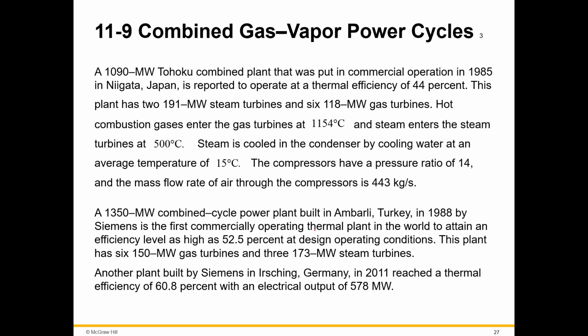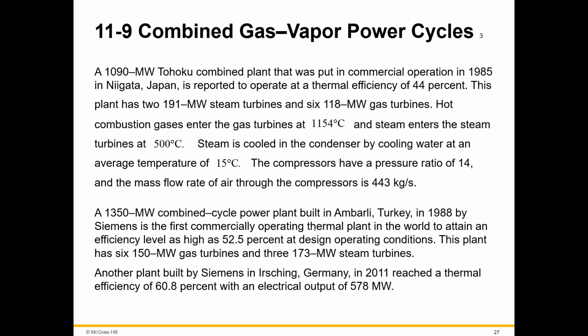The steam is cooled in the condenser by cooling water at an average temperature of 15 degrees Celsius. The compressors have a pressure ratio of 14, and the mass flow rate of the air through the compressor is 443 kilograms per second. That's huge.